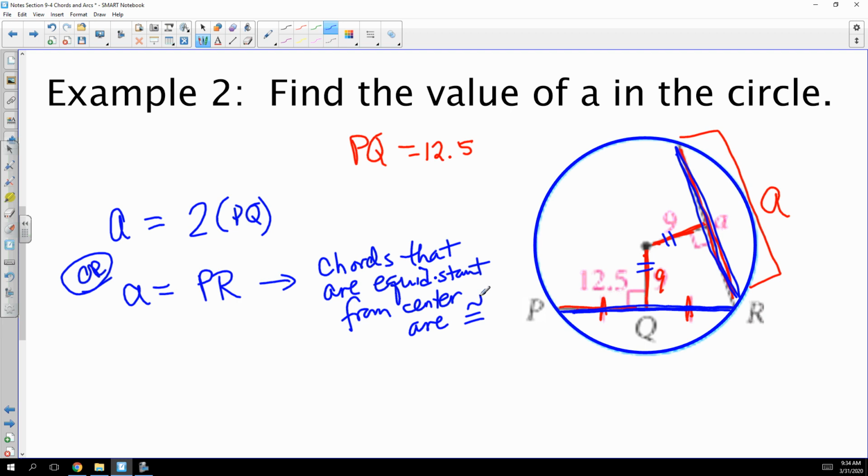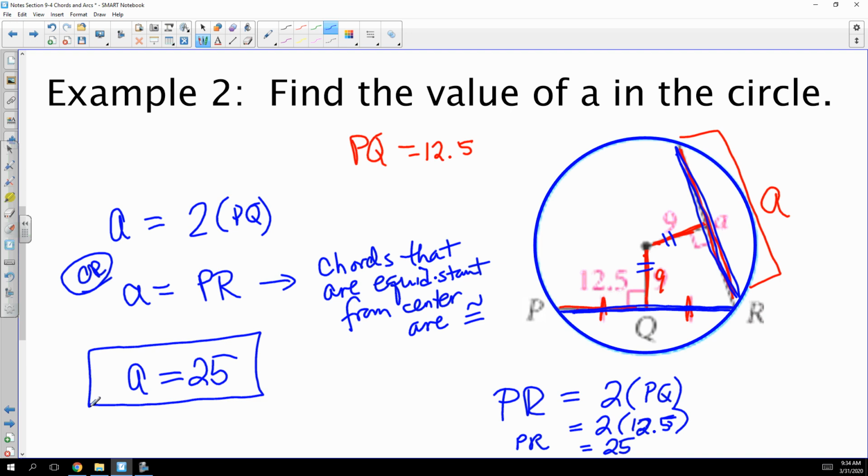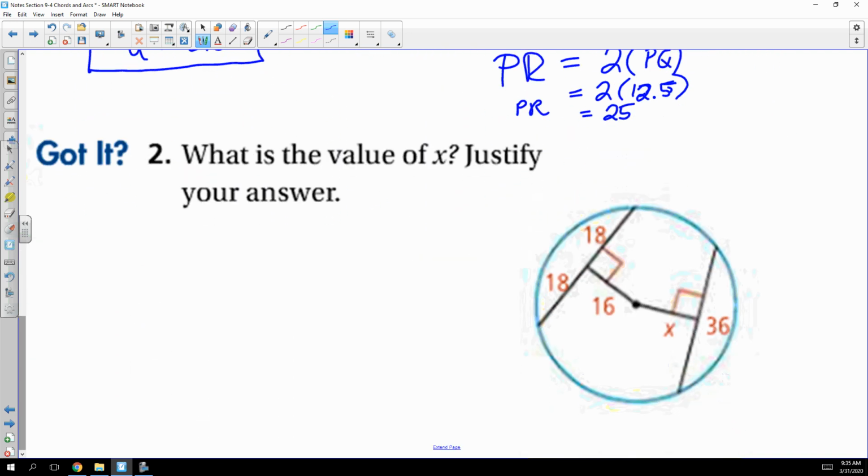Okay, and how do we find the length of PR? Well, PR has to be twice as big as PQ, which is 2 times 12.5, which should be 25. So if PR is 25, then that means also that the length of A is 25. There's no unit of measure given, so we'll just leave it at 25. Got it? Okay. All right, now we want to find the value of x.